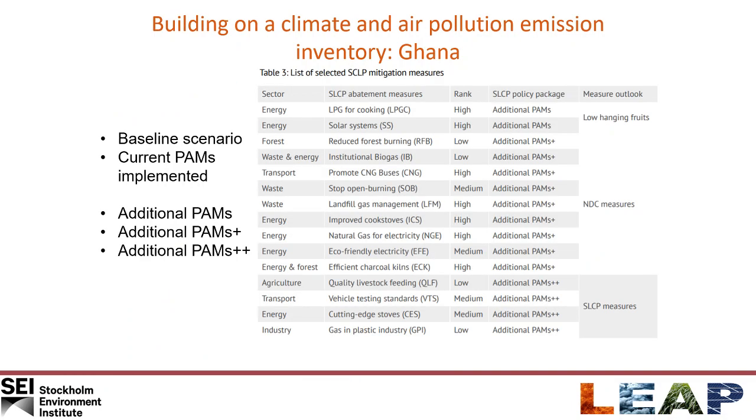What they then did was create different scenarios that represented the implementation of 15 different policies and measures. So they have a policy of increasing the LPG that is used for cooking, increasing the amount of solar systems in place, transport measures to increase CNG buses, to stop open burning of waste, improve cook stoves, more renewable electricity, vehicle emission standards, etc.